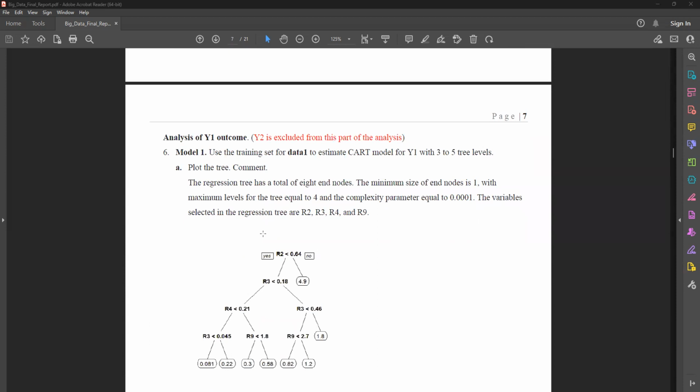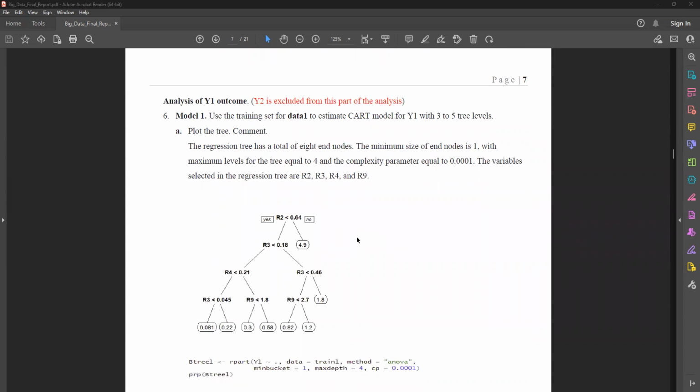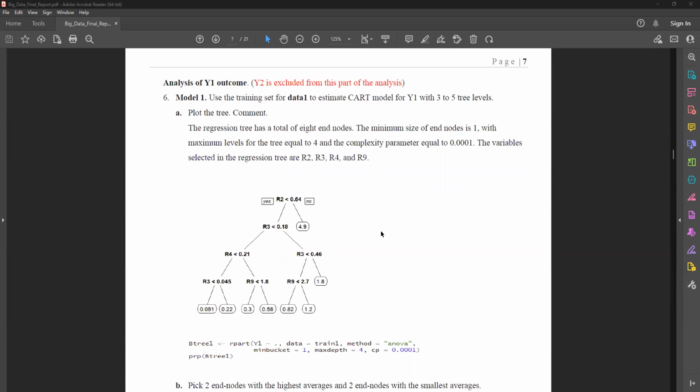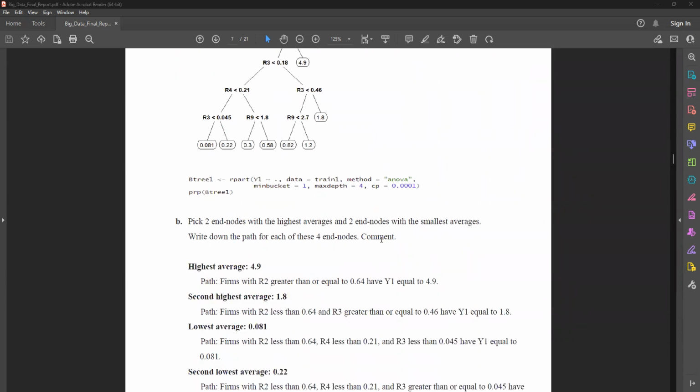Moving on to the analysis of Y1 outcome that excludes Y2 from the analysis. We have created a CART model with the parameters as follows. The minimum size of the end node is 1, with maximum levels for tree equal to 4, and the complexity parameter equal to 0.0001. Based on this regression tree, there are a total of 8 end nodes, and the variables that are selected in the tree are R2, R3, R4, and R9.